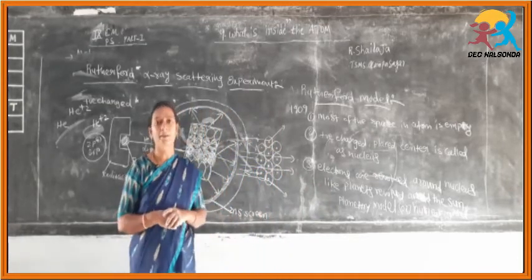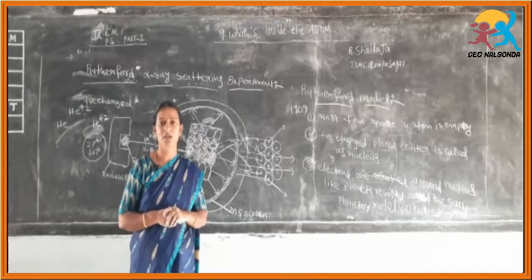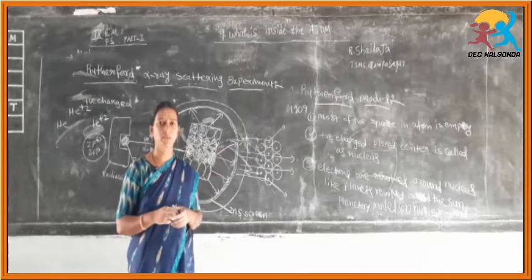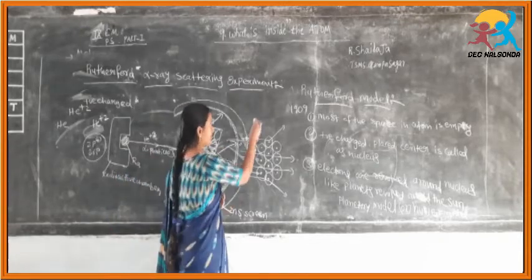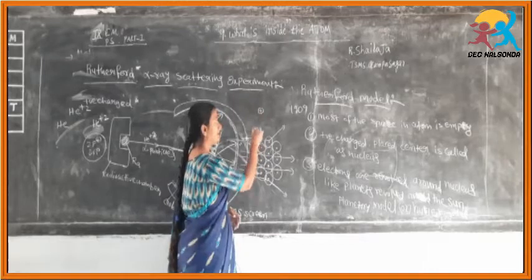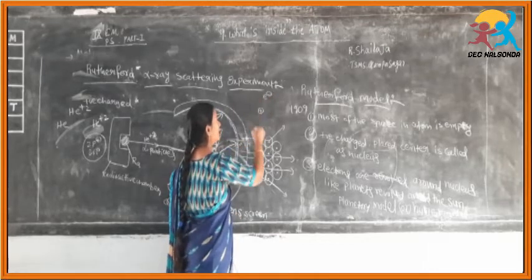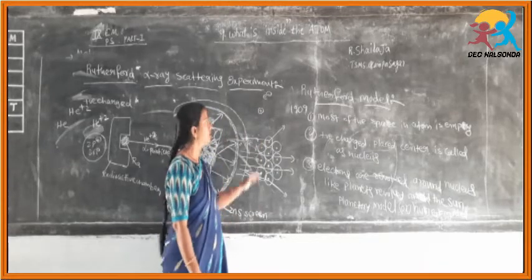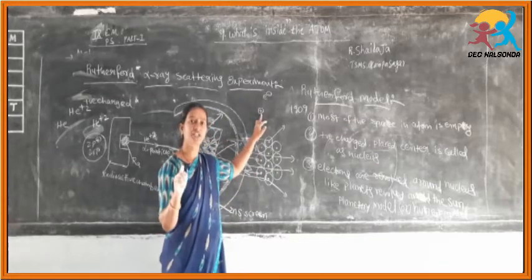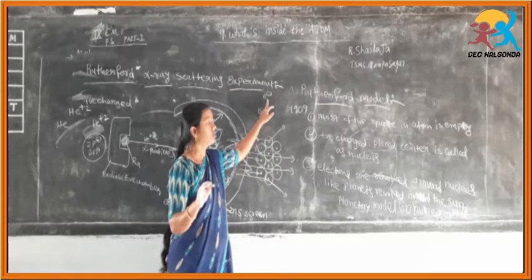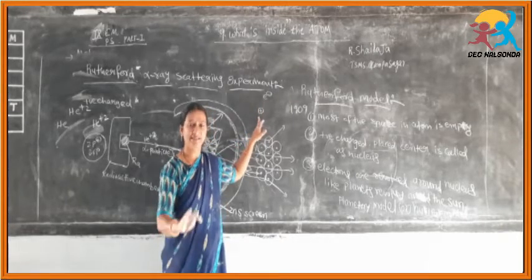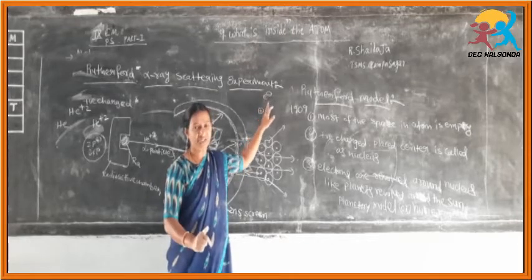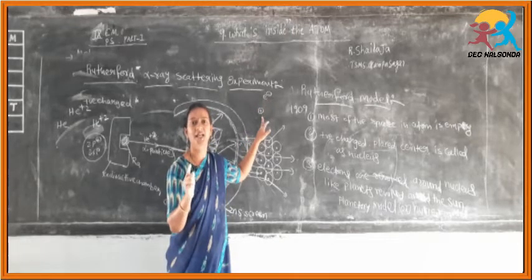In the Rutherford atomic model also there is a drawback. What is the drawback? Here you see, the proton is at the center, and electrons are revolved around the positive charge particle. The positive charge particle and negative charge particle are both charged particles, but which is moving? The electron is moving continuously, but the proton is not moving, it is settled at the center.